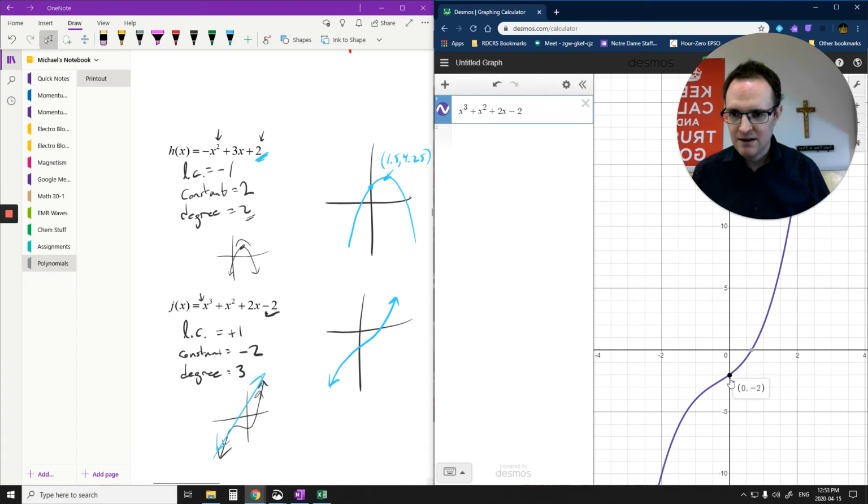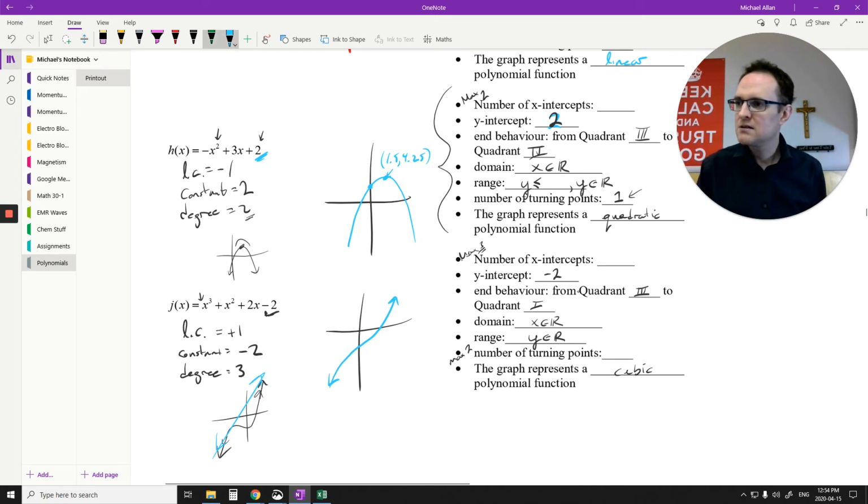Let's just see what we have here. Oh yeah, that's -2, like I said before. Crosses once. Okay, so let's fill out the rest of this chart. Number of x-intercepts for this quadratic, 2. My range, 4.25. So it has to be less than this value, right? Whatever value this y is, which is 4.25.